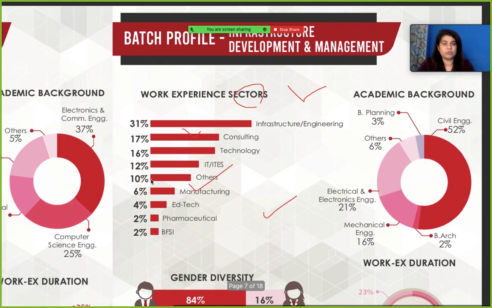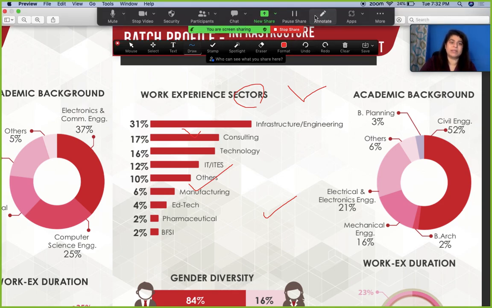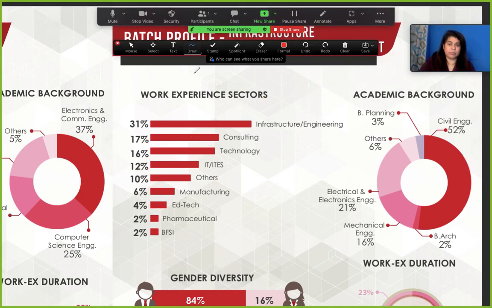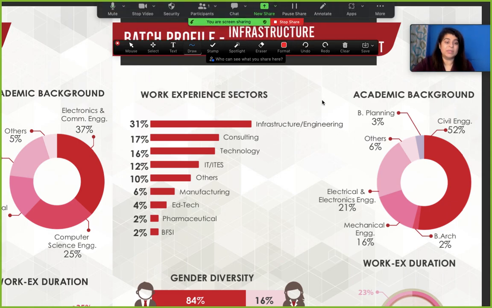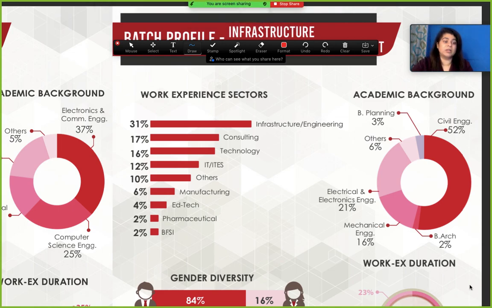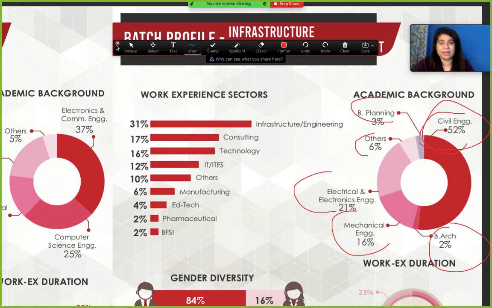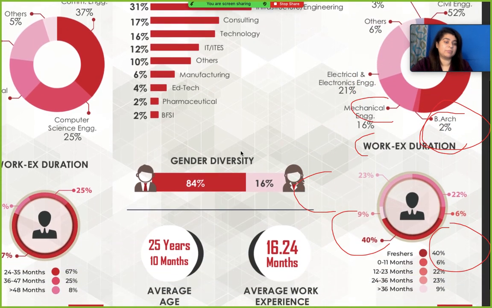The next program, which is relatively newer, not very new, but relatively newer, is infrastructure development and management. Here, again, if you look at the academic split, 2% are architects, 16% mechanical engineers, 21% electronics and electrical engineers, 6% others, 3% from planning background and bachelor's in planning, 52% civil engineers. So the maximum chunk is coming here from the civil engineering background.